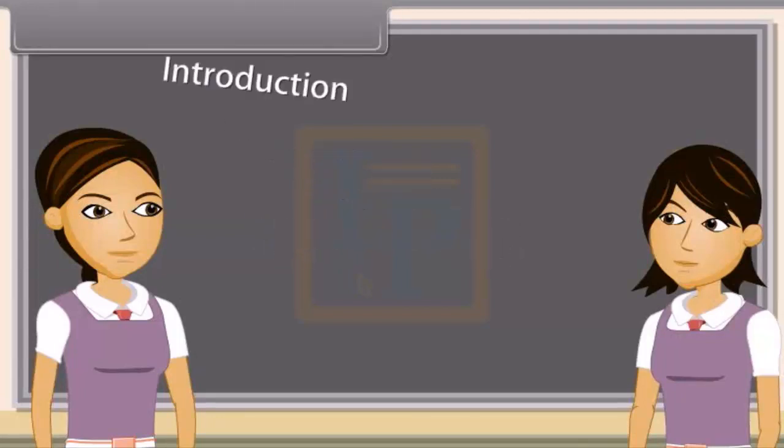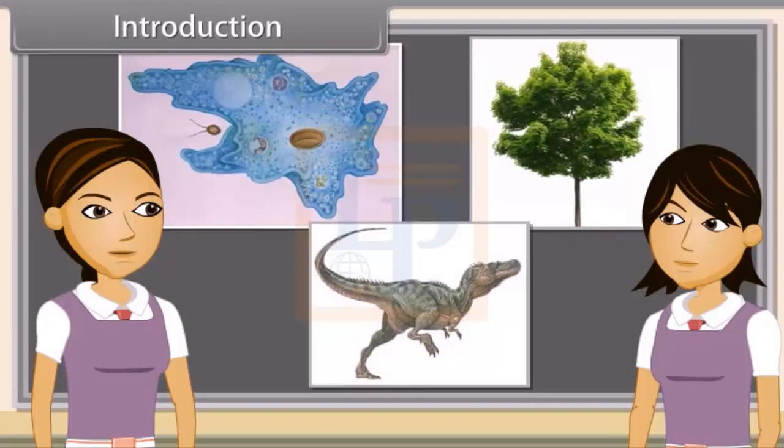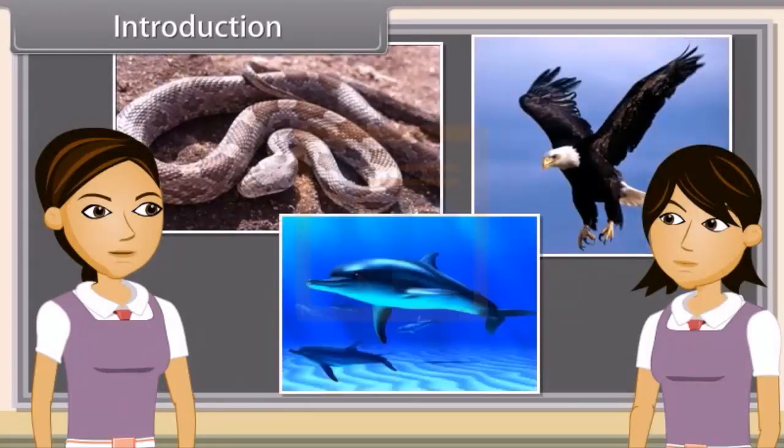Introduction. Can you name this organism? Yeah, this is amoeba. Name these organisms as well. The first one is a tree and the second a dinosaur. Identify these creatures: snake, eagle and dolphins.